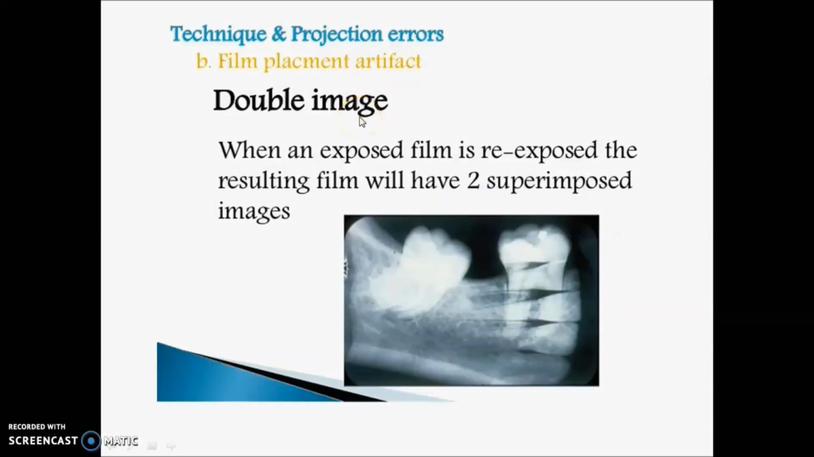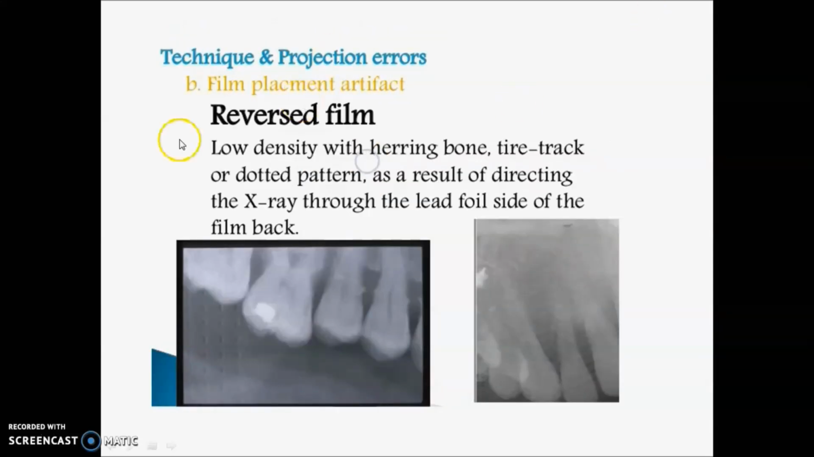Now let's see some technique and projection errors. So aspirants, this is your double image. You can see here posterior teeth also and anterior teeth also. Why does it happen? When your exposed film is re-exposed. So aspirants, this is your reverse film. It is also known as herringbone, tire track or dotted pattern. Why does it happen? Normally the lead side of your X-ray film we keep away from the X-ray beam. But if you place it in the wrong manner, that is, lead foil side towards the X-ray, you can see such a reverse film.